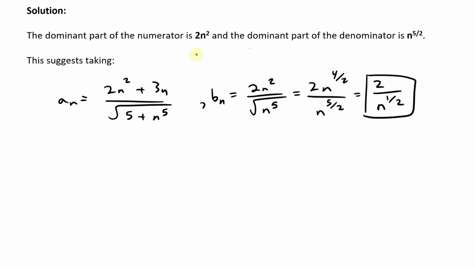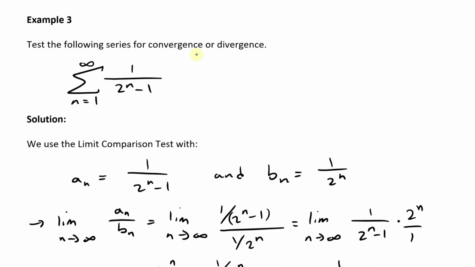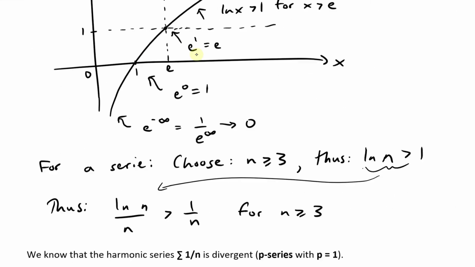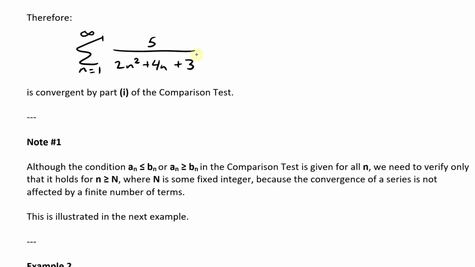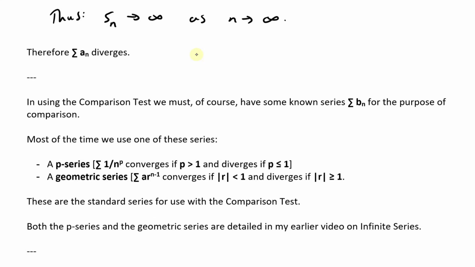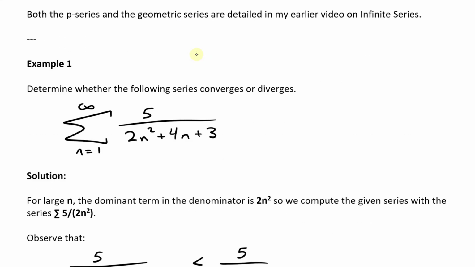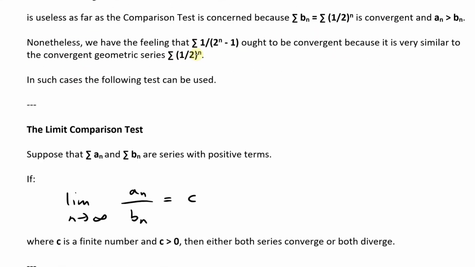Let's circle this, but recall what this is. This is just a p-series. This equals 2 times 1 over n to the 1/2, and this is a p-series. So recall the p-series, in the comparison test above, the standard series that we use to compare. A p-series is the summation of 1 over n to the power of p, and converges if p is greater than 1, and diverges if p is less than or equal to 1. And here p is 1/2, which is less than 1.